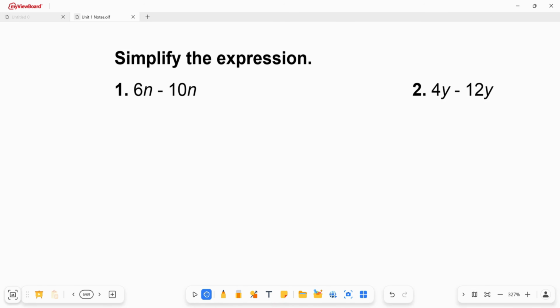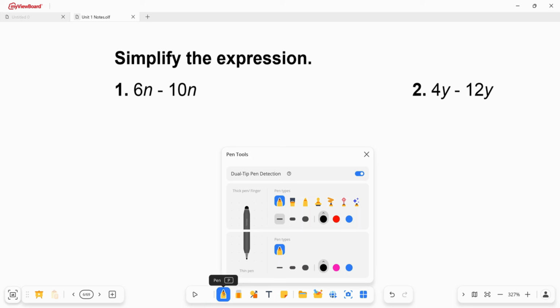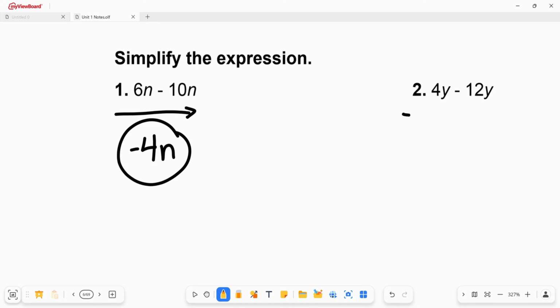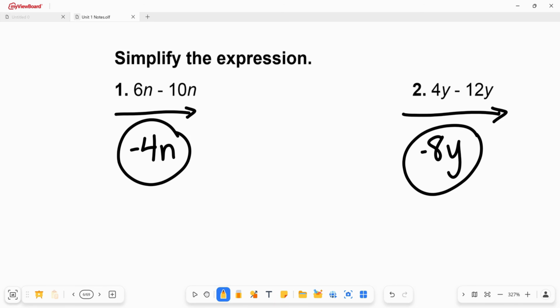All right, let's go through and do a couple of these. Hopefully we're feeling a little bit better on it now. Yeah, let's rapid fire through them. So 6n minus 10n, well, 6 minus 10 going left to right gives me a -4, and then that letter just gets combined together. Going to number 2, again, going left to right, I can't go 12 minus 4 because I want to. I have to go left to right. 4 minus 12 is -8. And then y is just my label.